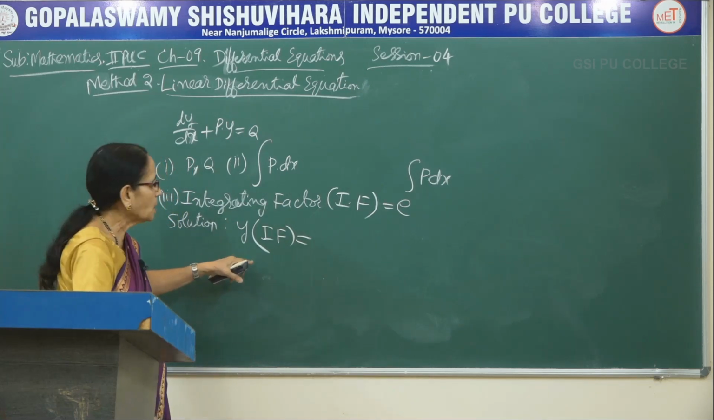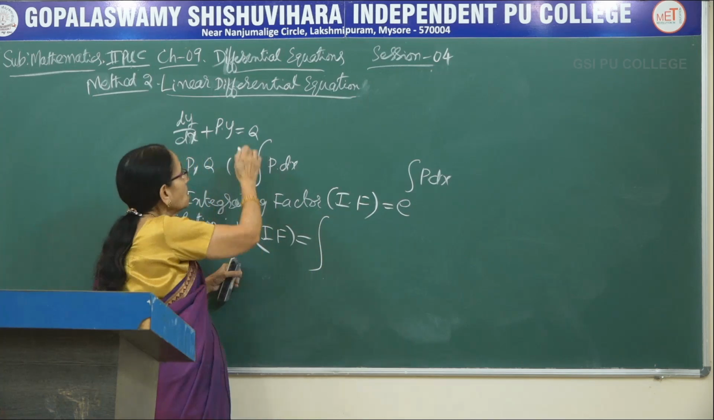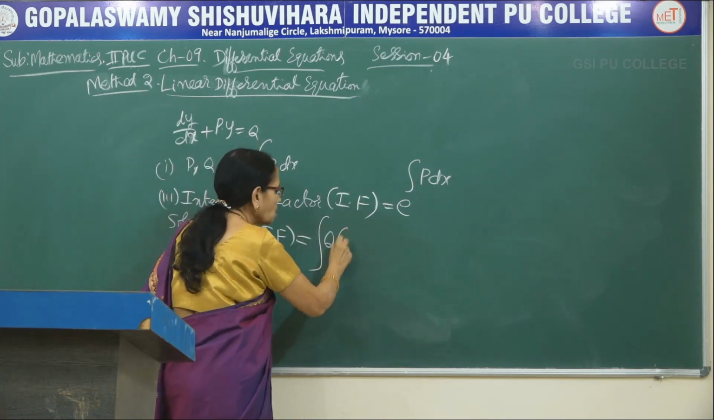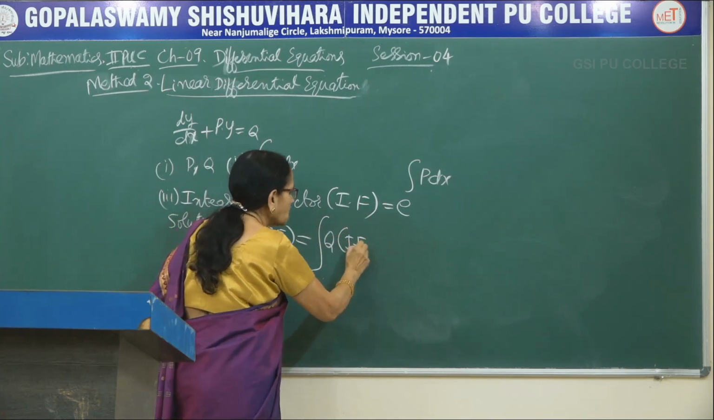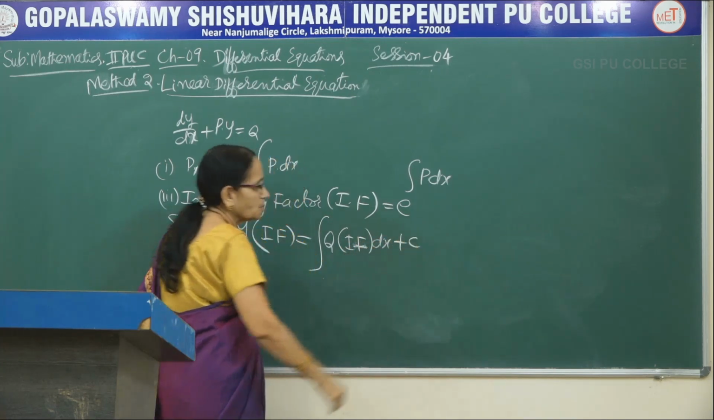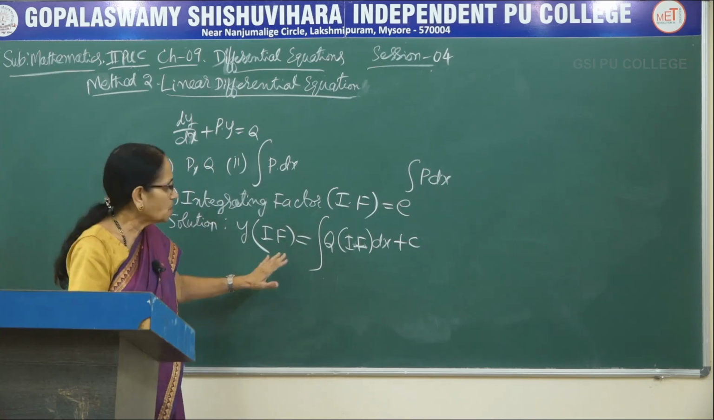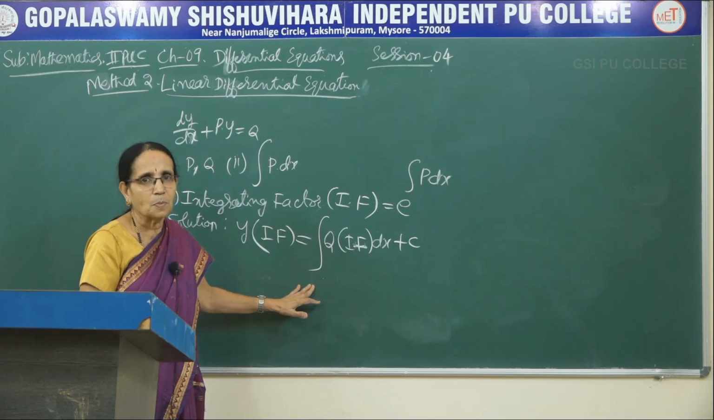Directly you write here y into the integrating factor, that is equal to integral whatever is q, you write q into the integrating factor into dx plus the constant of integration. Okay, this is the solution. So it is a formula which has to be remembered by you.